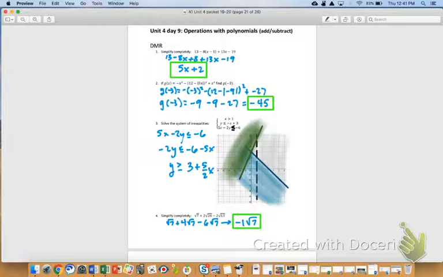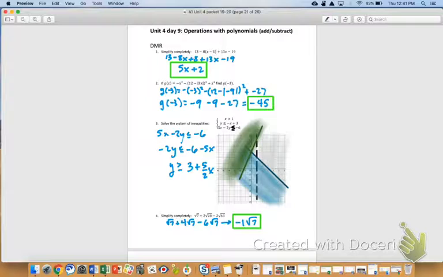So let me ask you a question. If number 1 is a polynomial, what special name would that polynomial get? Binomial, yes. What's the degree of that binomial? Degree 1. What's the lead coefficient? 5, yeah. Okay, we'll practice that some more today.